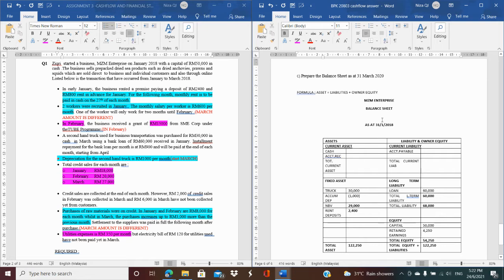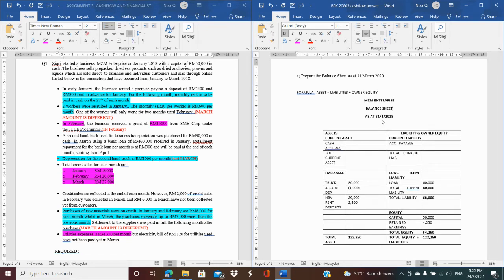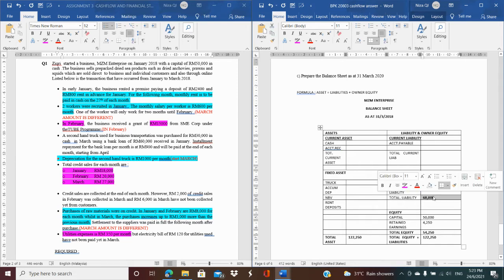This is for 31st March. So this is the format. You have to put the amount under each category.